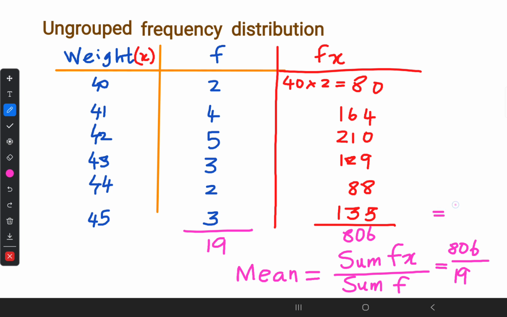That will give you the final answer as 42.42. If it contains any decimal, you have to find it up to the second decimal. 42.42. That is the mean of the given ungrouped frequency distribution.